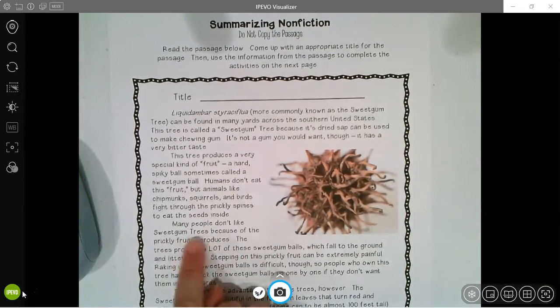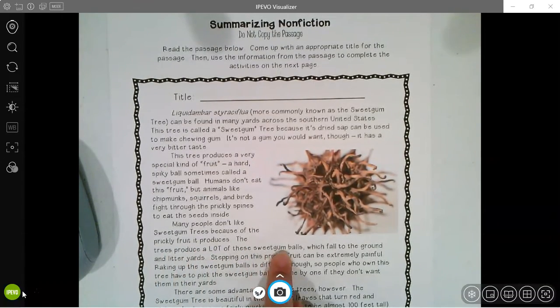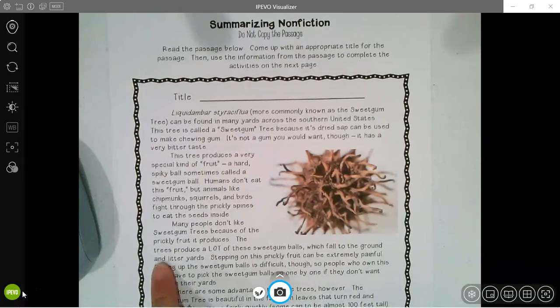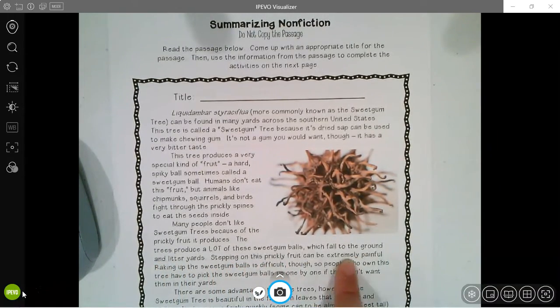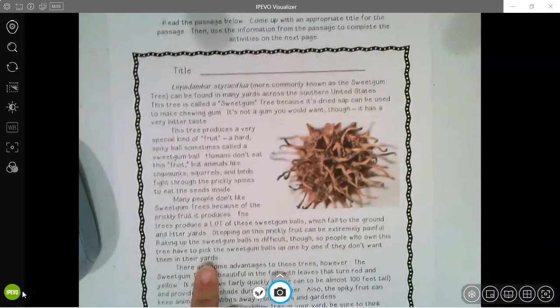Many people don't like sweet gum trees because of the prickly fruit it produces. The tree produces a lot of these sweet gum balls, which fall to the ground and litter yards. Stepping on this prickly fruit can be extremely painful. Raking up the sweet gum balls is difficult. Some people who own these trees have to pick up the sweet gum balls one by one if they don't want them in their yard.